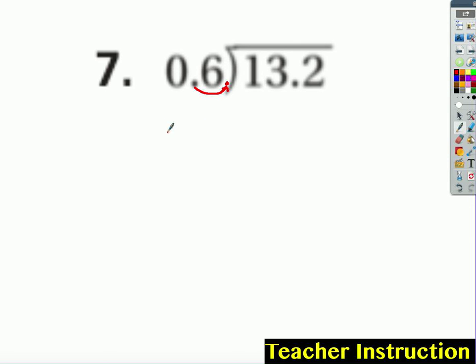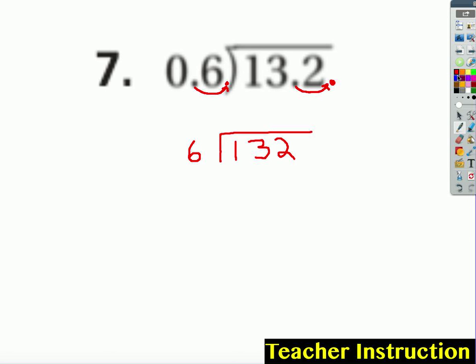Now here's the rule. Whatever I do on the outside, I've got to do the exact same on the inside. Okay? So how far did I move this decimal to the right? Once. So that means I got to do the same thing on the inside to my dividend. Now, this changes my division problem. It's no longer 13.2 divided by 0.6. It is now 132, because I moved that decimal, divided by what? 6. Now I can do the division.